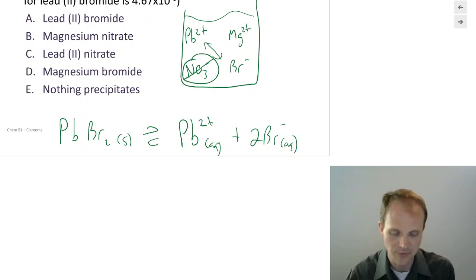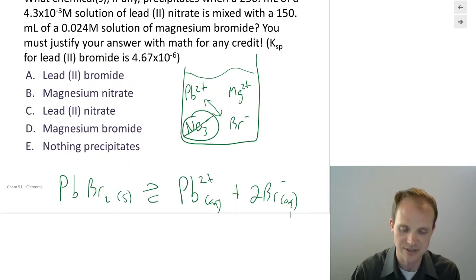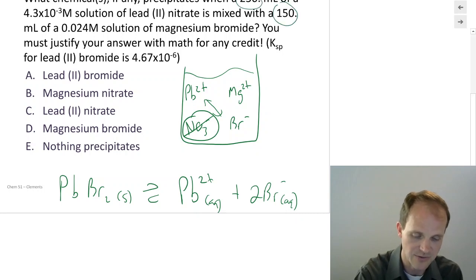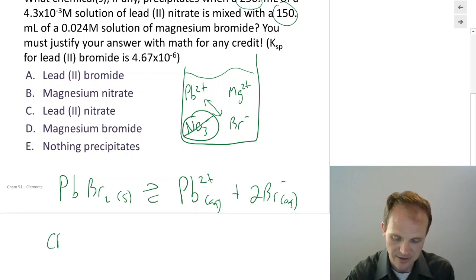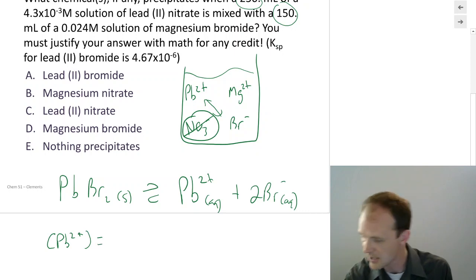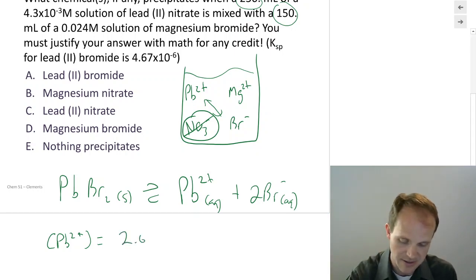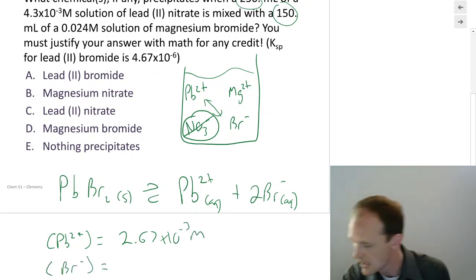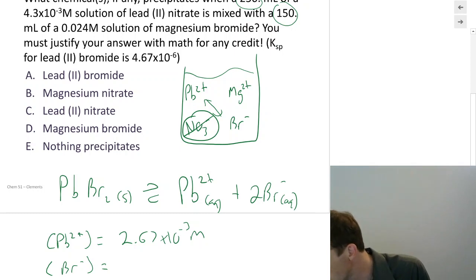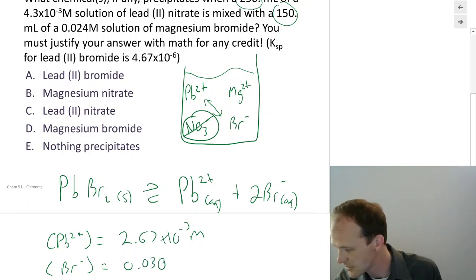We look up a Ksp for that one. It's 4.67 times 10 to the minus 6. So we're going to compare our concentrations. I'm not going to show you every single step here. We add these up, 250 plus 150 is 400 milliliters total. We do an M1V1 equals M2V2, and we find out that the concentration of Pb2+ is 2.67 times 10 to the minus 3rd molar, and the concentration of Br- is 0.030 after dilution.